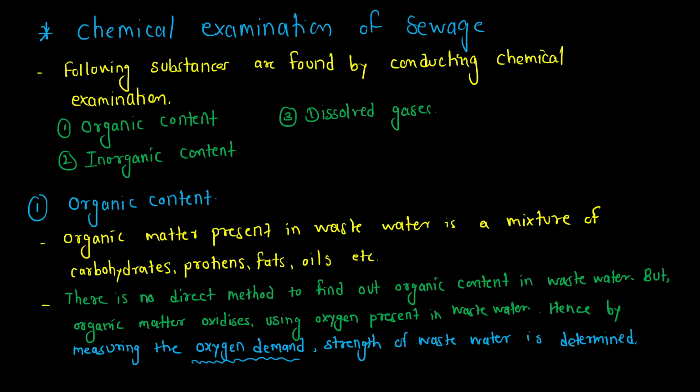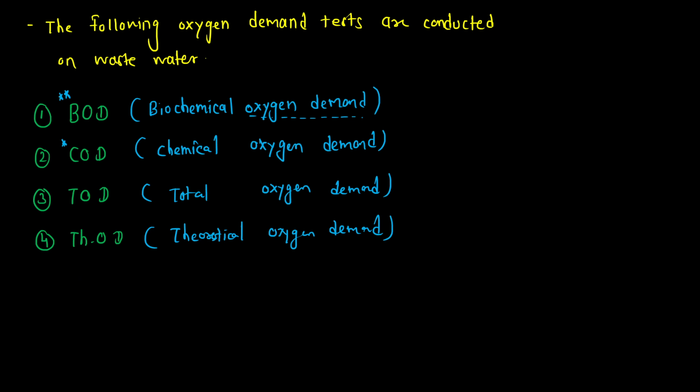I hope the basic idea is clear. Why are we going to find out the oxygen demand? Because we cannot directly find out the organic content present in water. We know that organic matter consumes oxygen for oxidizing. So whatever the oxygen demand is, we will calculate that, and it will be equal to the strength of the wastewater. In the next video we'll start separately with BOD, that is biochemical oxygen demand.